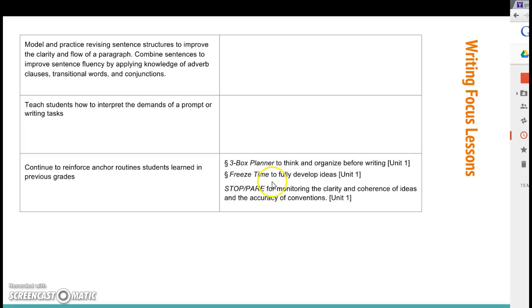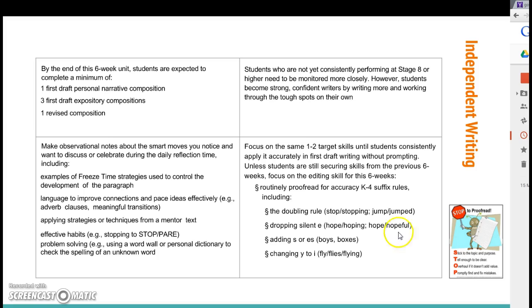If you have not done freeze time yet, you need to incorporate freeze time in helping kids to actually take from the 3-box planner how you organize your thinking and use freeze time, and using stop pair to monitor for the accuracy of their conventions. All 3 of those routines really do help your writers to focus.